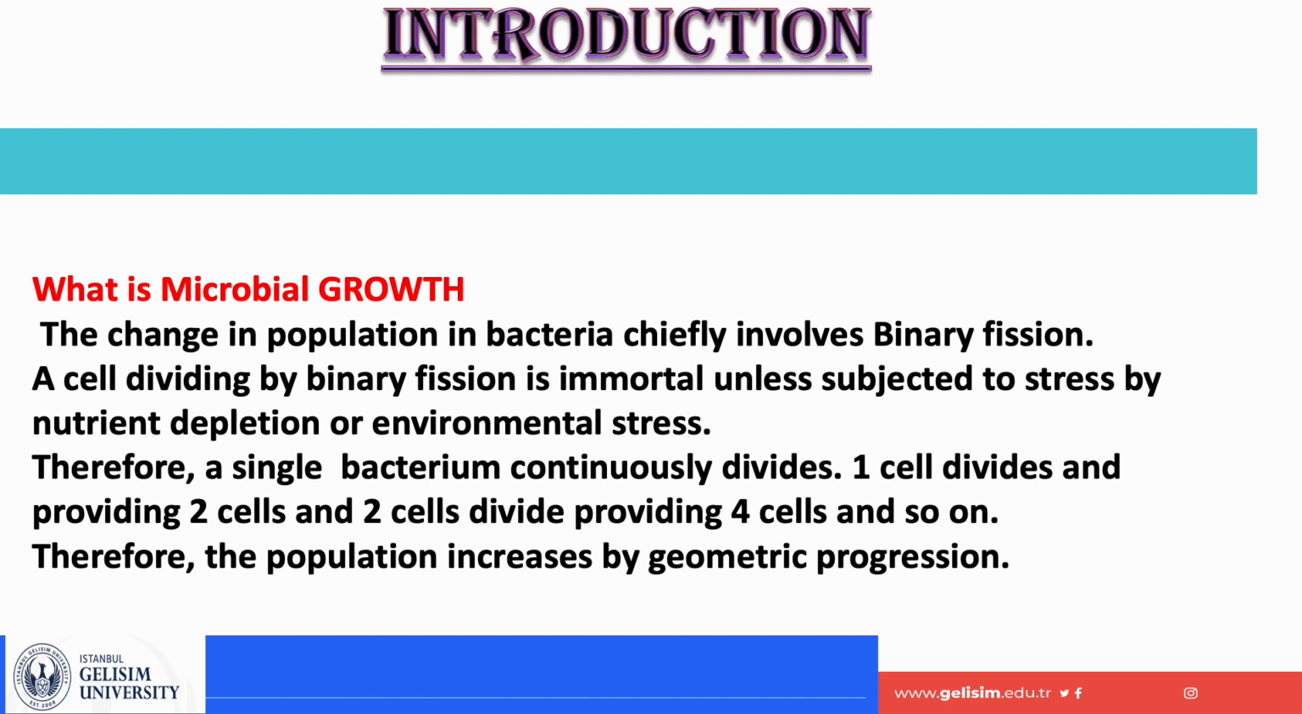Bacterial population growth primarily occurs through the process of binary fission. This means that a single bacterium can divide into two identical daughter cells, which leads to an increase in the overall population. As long as the bacteria are not exposed to stress from nutrient depletion or environmental factors, they can continue to divide and propagate indefinitely. Because each division results in the doubling of the population, bacterial growth can increase rapidly through geometric progression.